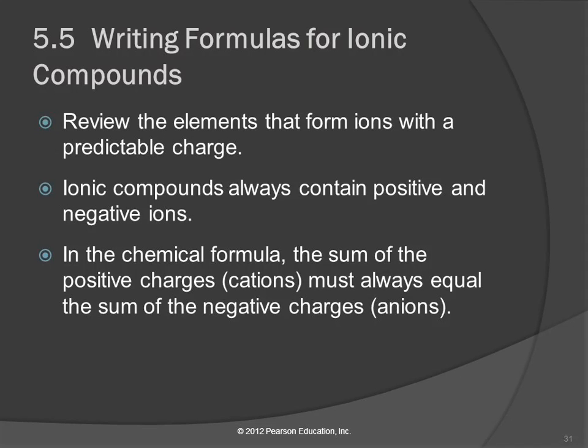Okay, so we're going to learn how to write formulas for ionic compounds. The slide says, review the elements that form ions with a predictable charge. We've got metals that are in group 1A, 2A, and 3A, and we will also learn about zinc and silver in a few minutes. Those metals form ions with predictable charges. It's related to the group number.